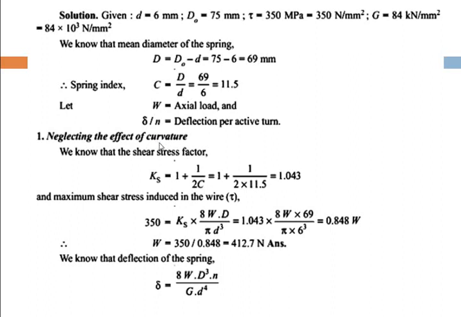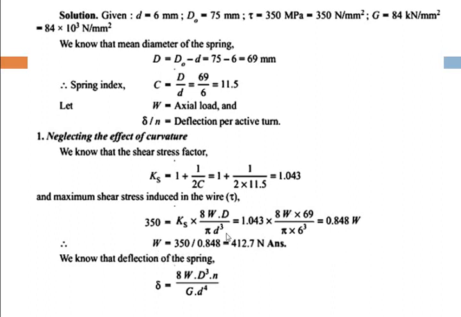If we neglect this, we use this Ks value, which is the shear stress factor, 1 plus 1 by 2c. We have to find out this Ks, shear stress factor, and then substitute this Ks factor in the equation of tau. Tau is equal to Ks into 8WD by pi d cube. If you substitute all these values, Ks you have to calculate, then we get this value in terms of W, and tau is already given in the problem, 350 Newton per mm square. Then we get the W value.